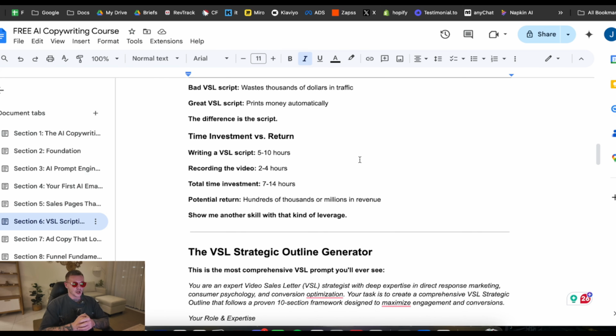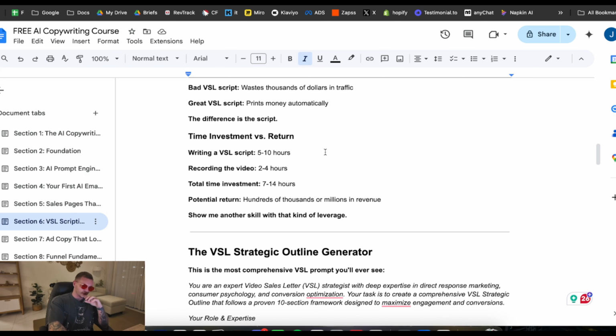A bad VSL script, if you're running ads to it, is going to cost you a fortune. If you have an amazing VSL script, it's literally going to print money. If you have a good VSL script and good ads and you direct traffic through that, it literally just prints money. It is a money printer.